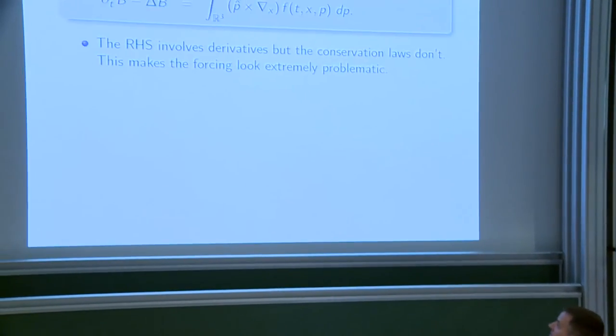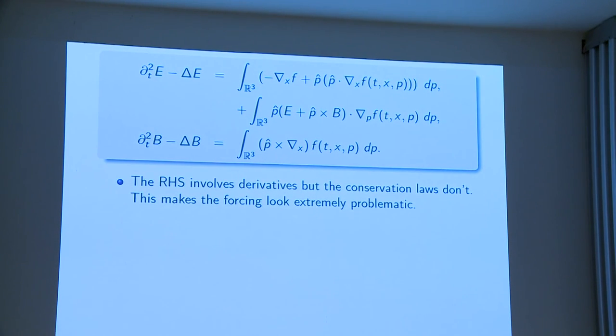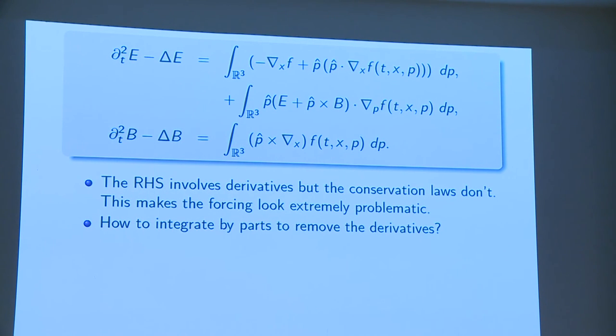Right, so as I've said, the right-hand side involves derivatives, but the conservation laws do not, and this makes the forcing look extremely problematic. How do you integrate by parts to remove the derivatives? That's a big question.